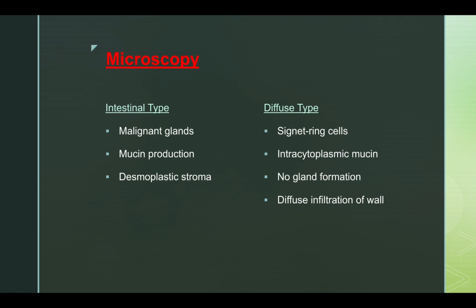Microscopy of gastric carcinoma. The intestinal type has well formed glands. There is mucin production in the intestinal type and desmoplastic stroma. In diffuse type, we can see poorly cohesive signet ring cells. There is little or no gland formation. There is intracytoplasmic mucin and diffuse infiltration of wall.